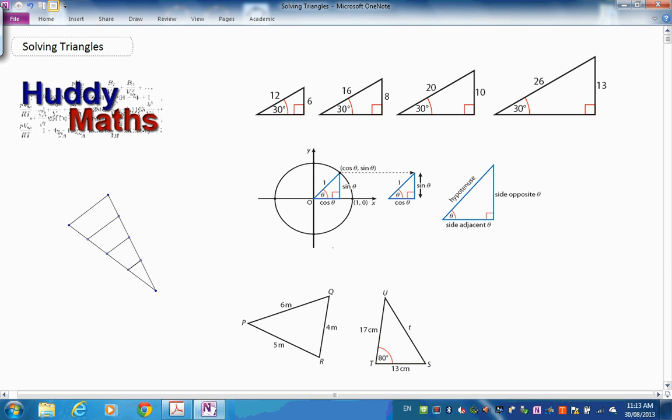Hey, welcome to an important part of topic 3. This is solving triangles. Solving triangles, what could that mean? Well, that's finding all the angles and all the missing sides in a triangle.